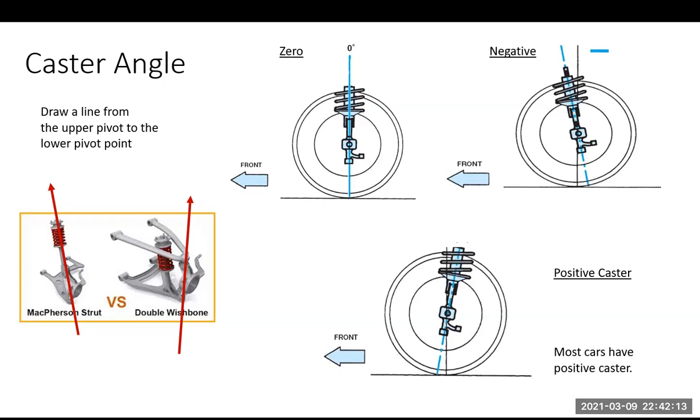So that angle as seen from the side, if it's straight up and down, that's a zero caster angle. If it's tilted forward, that's going to be a negative angle. If it's tilted back, that's going to be positive. Most cars have positive caster, so they track better.